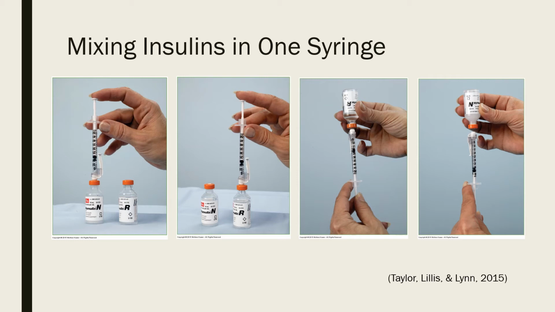And then you're going to draw out the regular insulin out of that vial, and then you're going to take the needle out, and each time you would enter the vial before that, you would swab it with an alcohol wipe. And then you're going to put the needle back into the vial of NPH and withdraw that amount.